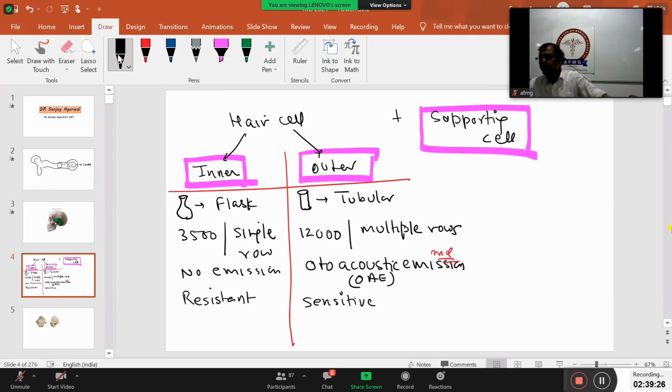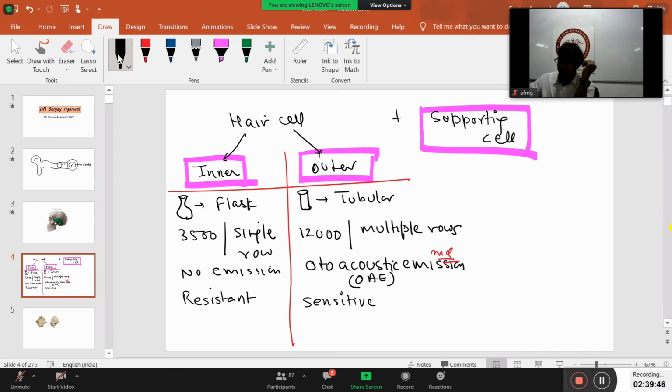Meaning, they are more sensitive to damage. The inner hair cells do not get damaged easily. They are resistant, tough. But outer hair cells are more delicate or sensitive, and therefore it is easy to damage the outer hair cells.